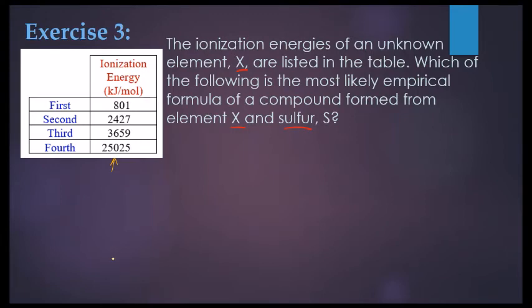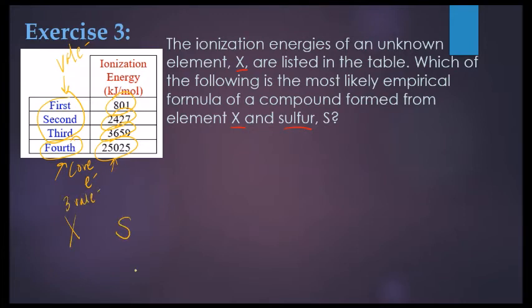Look at these numbers. What are they telling me? They definitely give me a hint. When are we starting to take away core electrons exactly? And where does that happen? When do we start taking away core electrons? At the fourth. So this is the core electron. That's where they begin. So that means this element has how many valence electrons? It has 3. So we know X has 3 valence electrons.